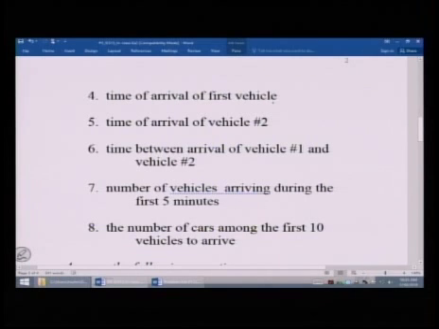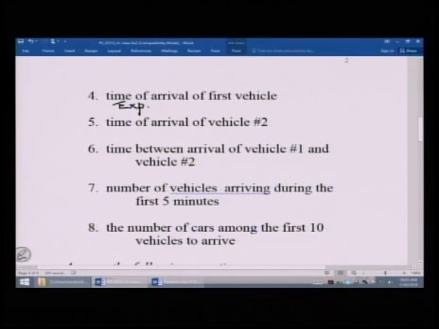What about number 4? Time of arrival of the first vehicle. This time we don't need to distinguish if the arrived vehicle is a car or non-car, right? We just want to know the time of the arrival for the first vehicle. So what is this? Exponential. Excellent. So this is the exponential.